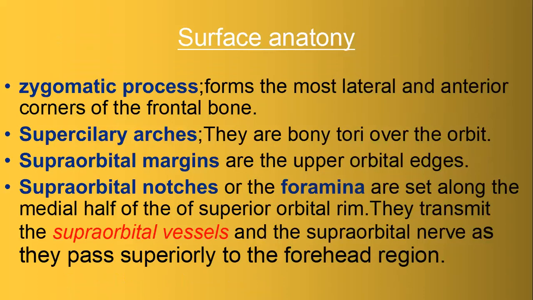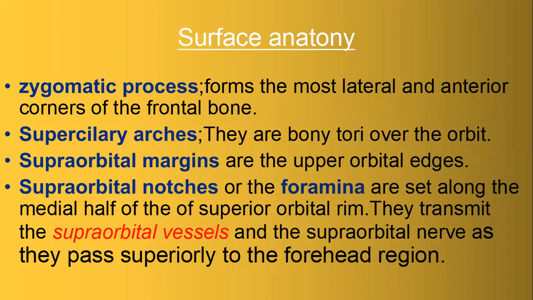Zygomatic process forms the most lateral and anterior corners of the frontal bone. Then we have superciliary arches. They are bony ridges over the orbit. Supraorbital margin, we did identify that, are the upper orbital edges. Supraorbital notches are the foramina set along the medial half of the superior orbital rim.